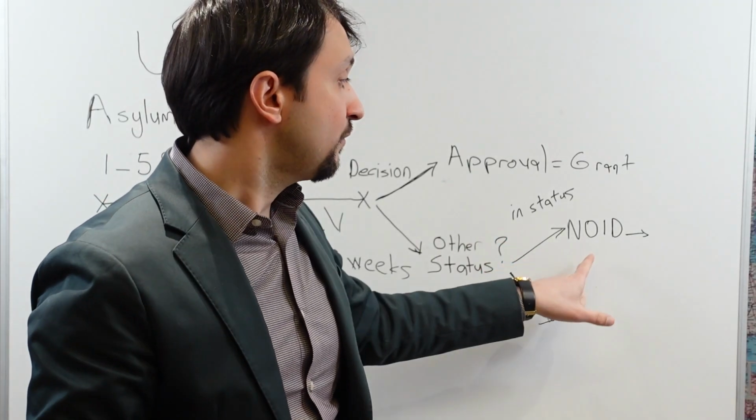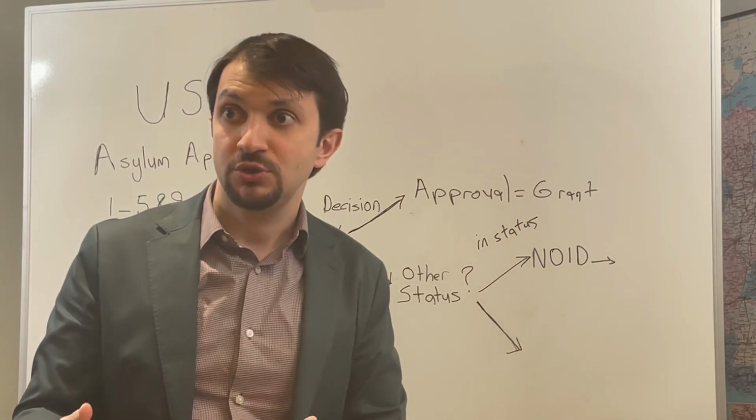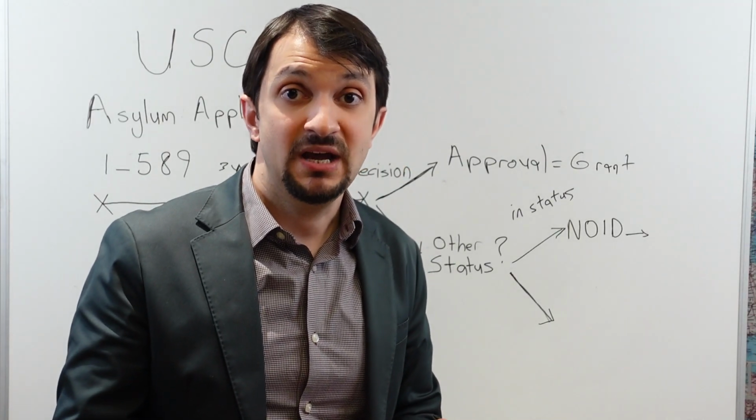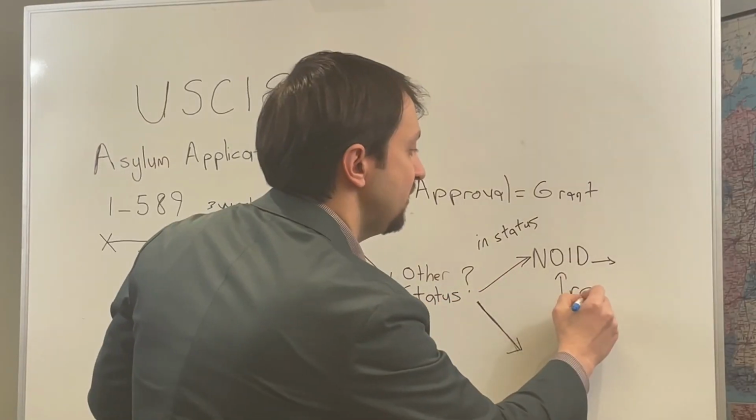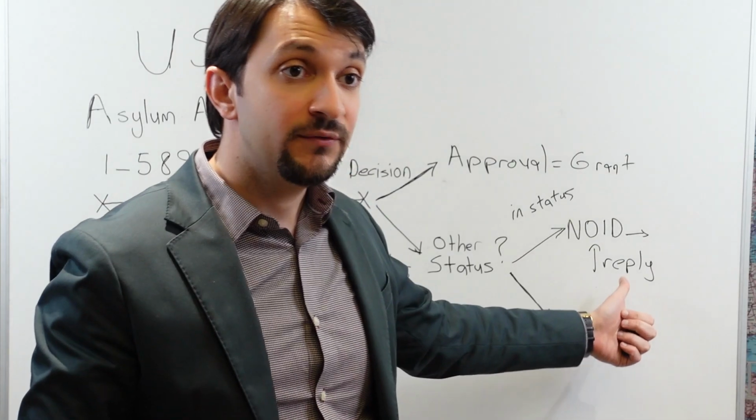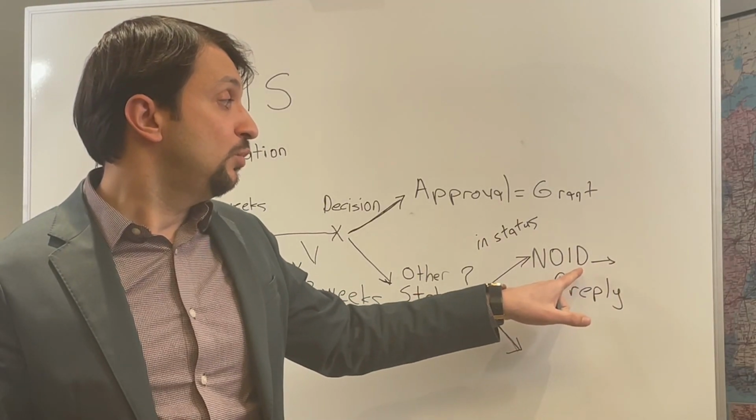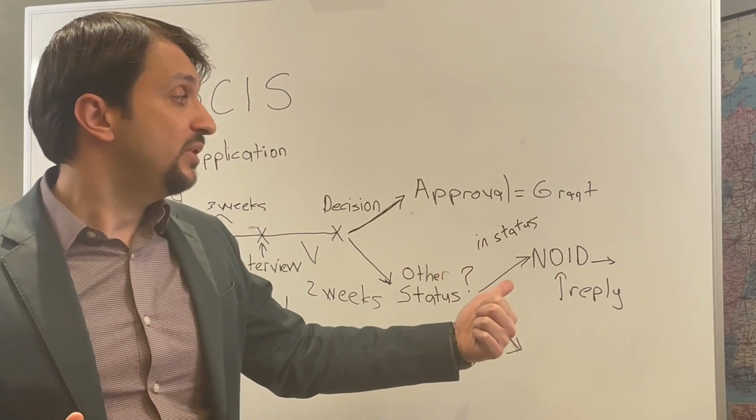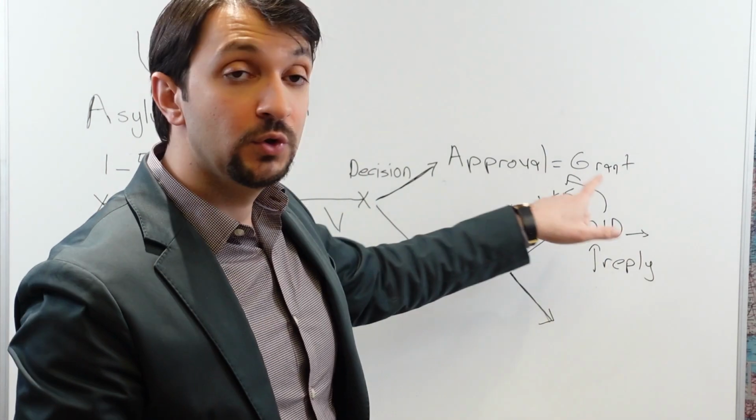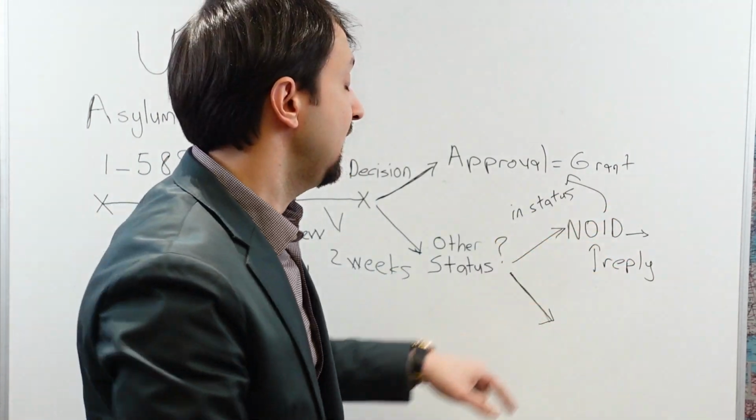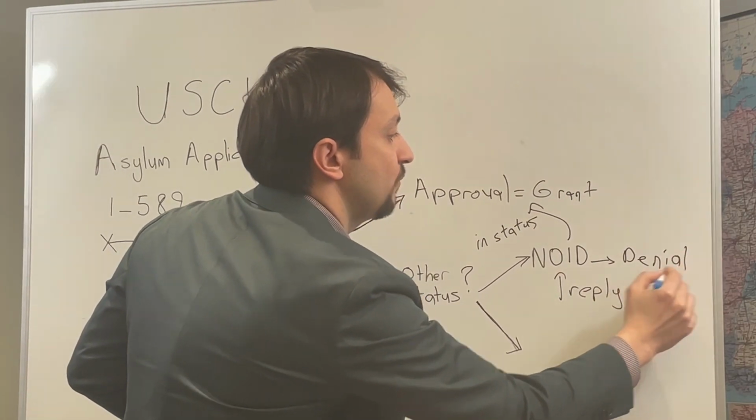And to deny, they first come up with a notice of intent to deny. That is a preliminary decision in which USCIS explains the reasoning behind why they will be denying the application. You get a chance to reply to this notice of intent to deny, and if your reply is strong enough, you're lucky, USCIS should be able to retract the notice of intent to deny and issue a grant. So there is a possibility of going back to approval or grant from the notice of intent to deny. If that doesn't happen, USCIS sticks with its decision, and unfortunately you are denied.